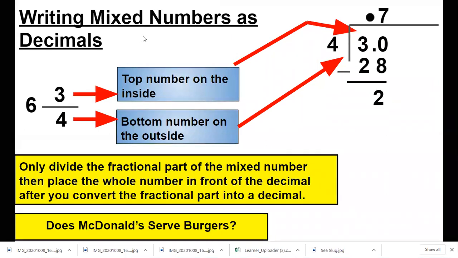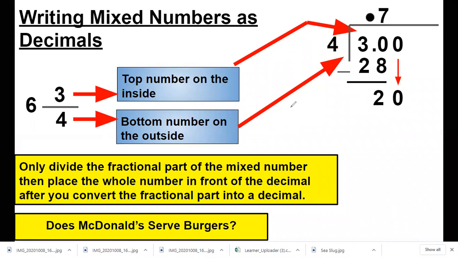There it is. Now we're not done. We have a remainder. We're going to add another 0, correct? And bring down, put it right next to the 2. Now we have to take 4 into 20. 4 divided into 20. We start over with, does McDonald's serve burgers? How many 4s go into 20?